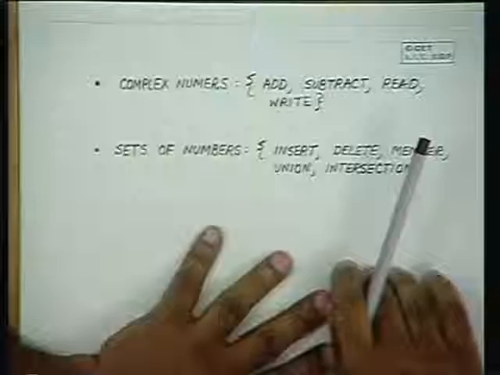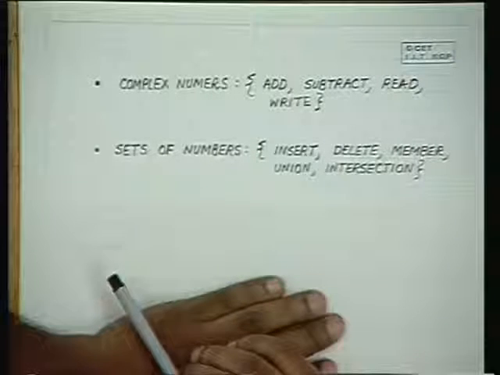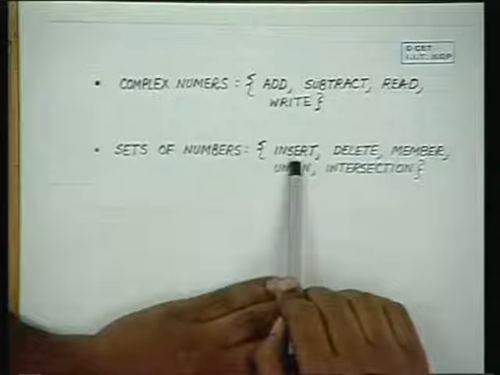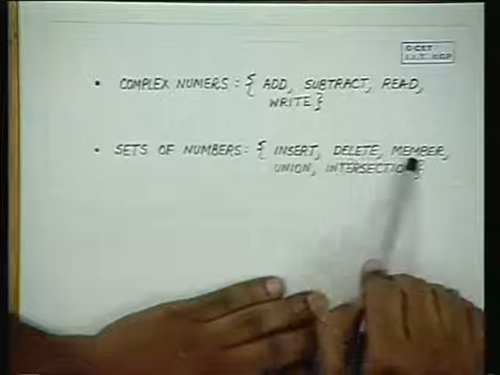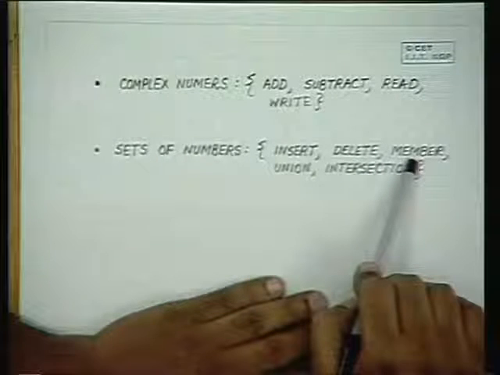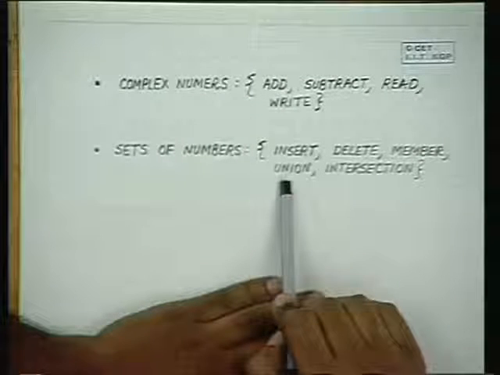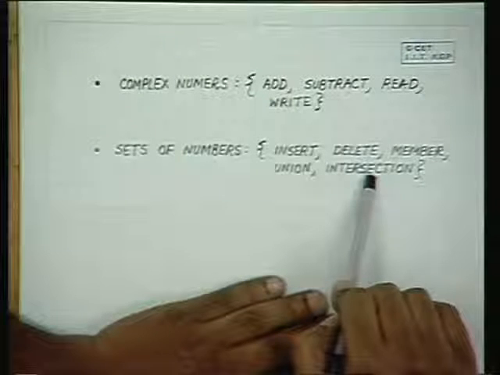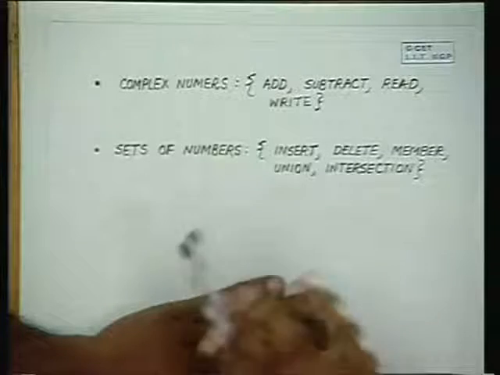Second, sets of numbers and the operations that you define. Insert an element into a set, delete an element from a set, find out whether an element is a member of a set, take two sets and perform a union of them and return a set, take two sets and perform an intersection of them and return a set. You can implement this by some means given.